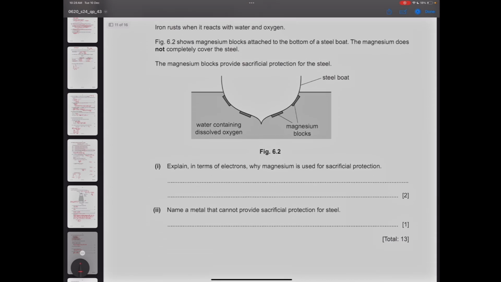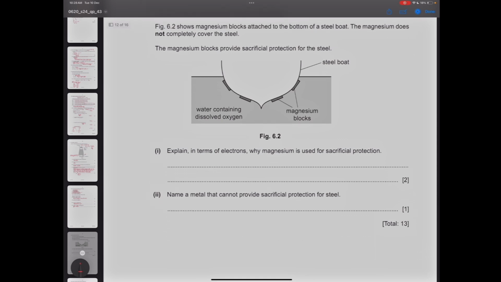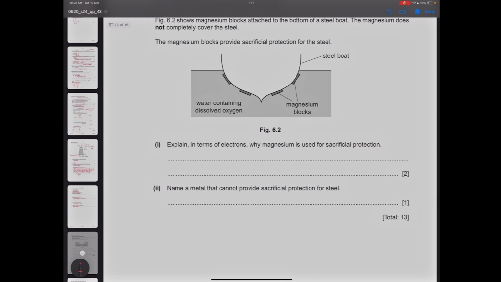Now, next question. Steel consists mainly of iron. Iron rusts when it is reacting with water and oxygen. Alright, sacrificial protection setup is given to us. Explain in terms of electrons why magnesium is used for sacrificial protection.